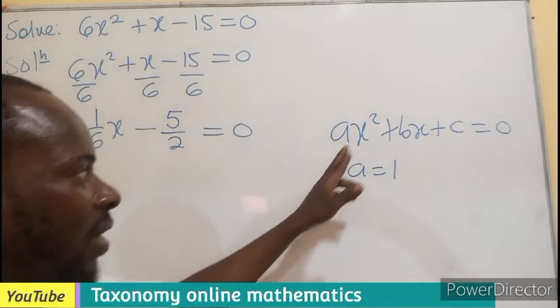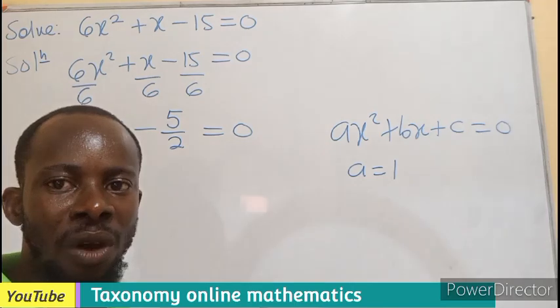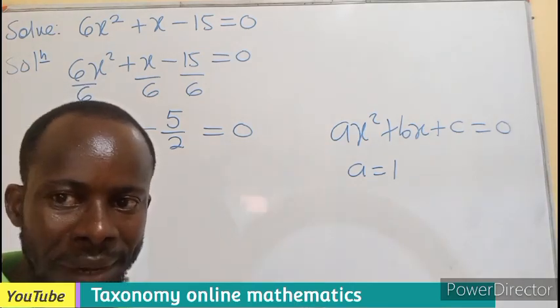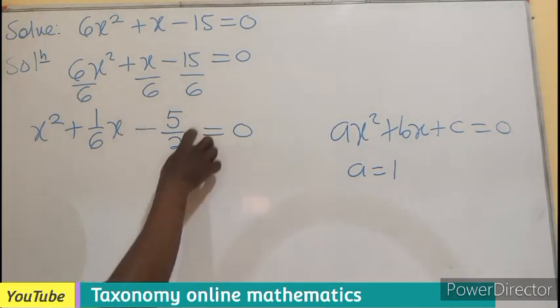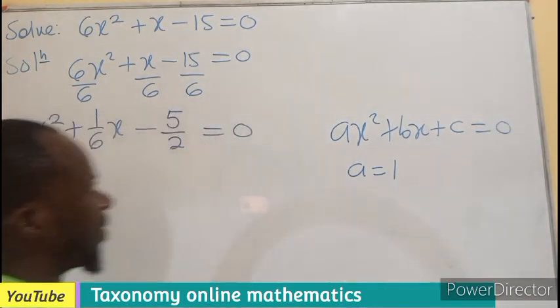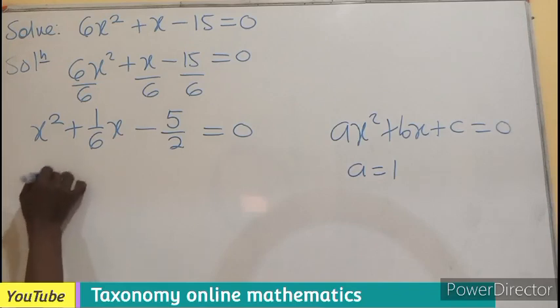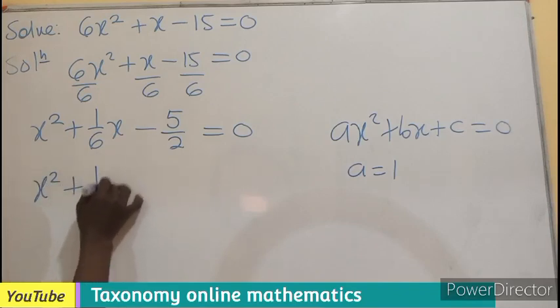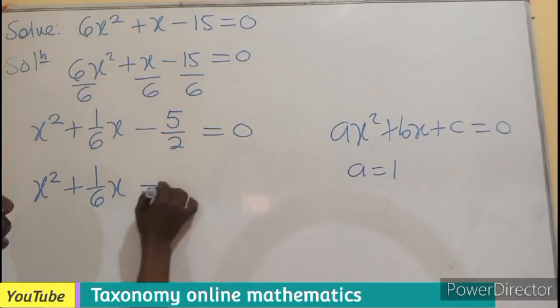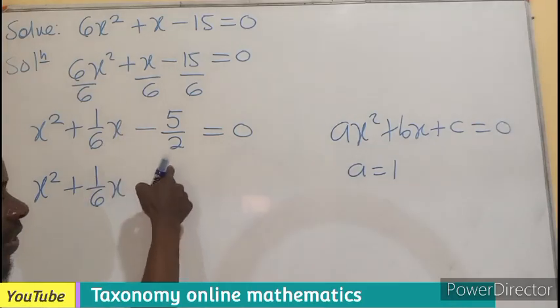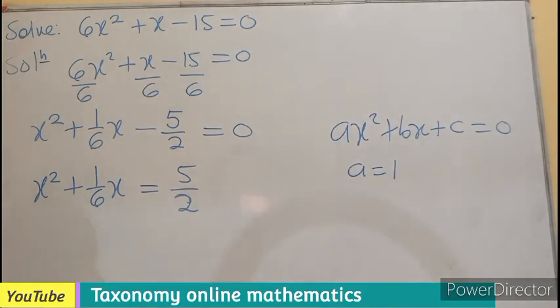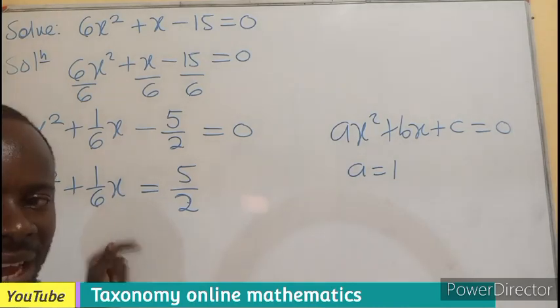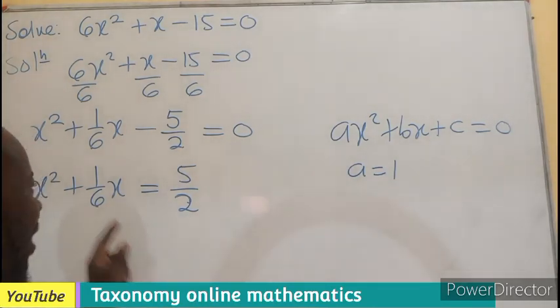So first step, make sure the coefficient of the x squared term is what? 1. The second step is to transfer the c term to the right hand side. So I have x squared plus 1 on 6x equals, this is negative, so it becomes positive 5 on 2. That's the second step.